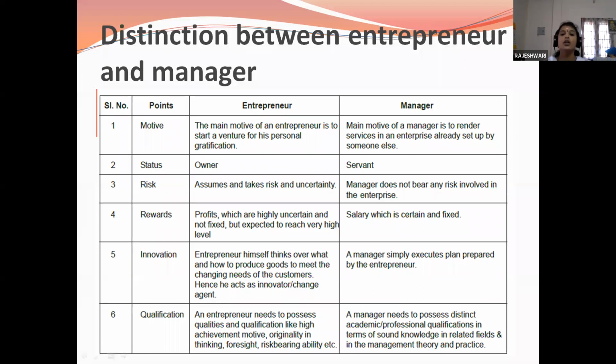As well as qualification, meaning qualities like high achievement and thinking, the risk bearing ability, innovation, risk handling capacity, brainstorming, problem solving, decision making and leadership quality. All should be there. But a manager also needs some professional and academic qualifications, and knowledge in the related fields, in the theory and practice of management in the enterprise or any big concern. So they have to be responsible in their field. And an entrepreneur owns their enterprise, even at a very small level. So these are a few differences between the entrepreneur and the manager.